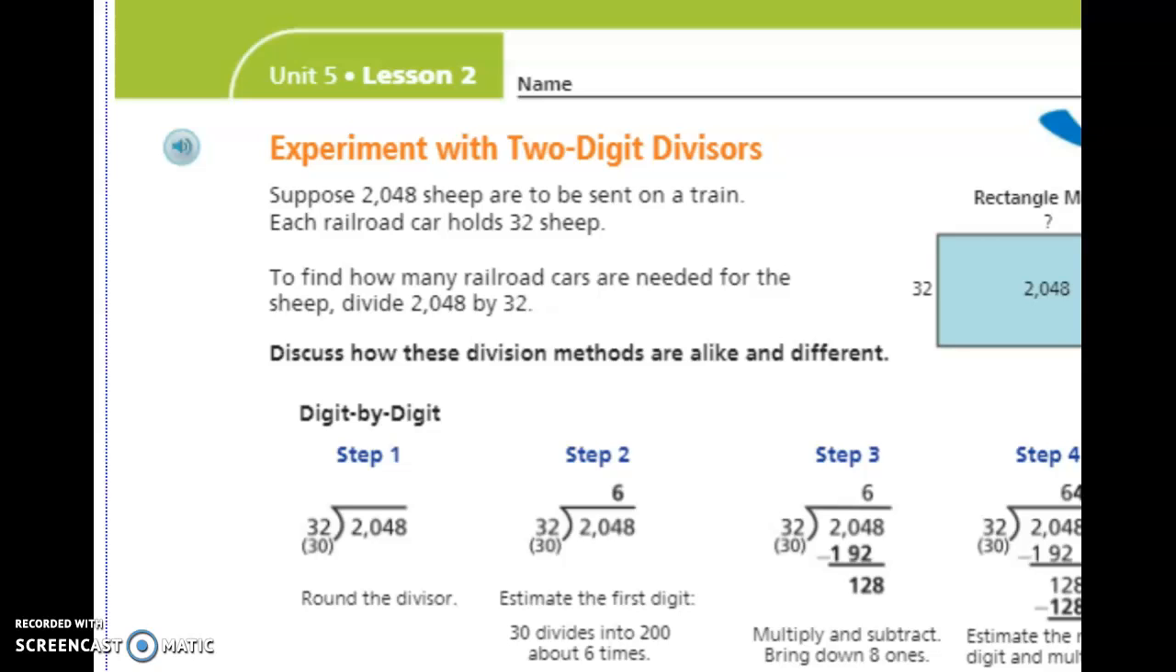All right, please open up your textbook to page 213. On page 213, there are 3 examples or 3 strategies for finding the answer to the same problem. And we just did the traditional way. They're calling that the digit by digit.